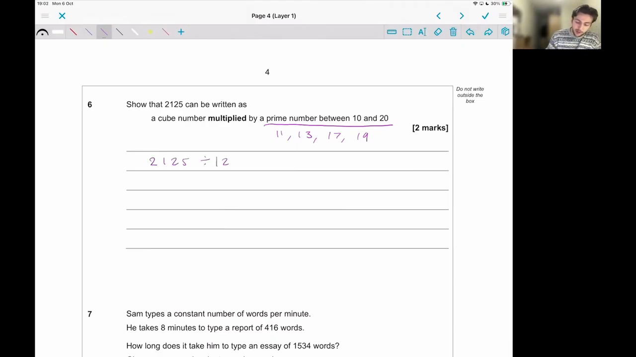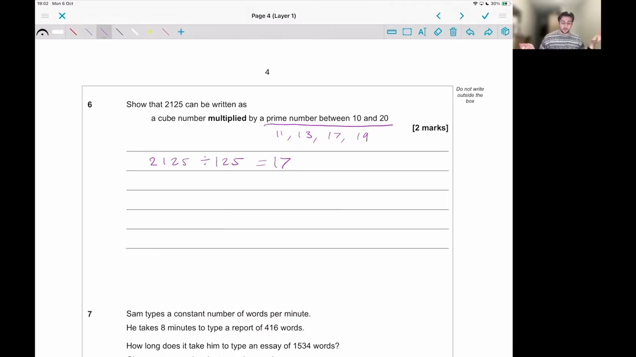Let's find out what 2,125 divided by 125 is. And again, this is a calculator paper, so you can type it into your calculator. I'll do it now. 2,125 divided by 125. Can't really see my calculator, but I can see that the answer is 17. And 17 is in fact one of our prime numbers.